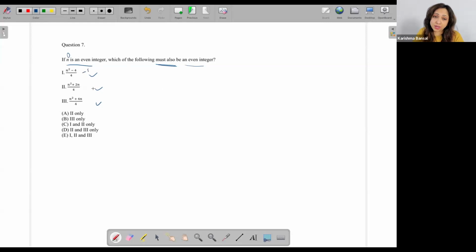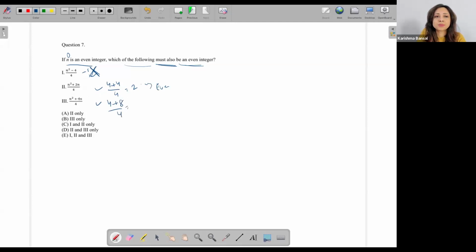The first one becomes -1. Which of the following must also be an even integer? It's not. So I know already that 1 is not my answer. If I put 0 in the second, this becomes 0, which is an even integer. If I put 0 in the third, this becomes 0, which is an even integer. Fine, great. Let me try and put 2 over here. If I put 2, this becomes 4 plus 4 upon 4, which is equal to 2, which is an even integer. Now here, I put 2 again.